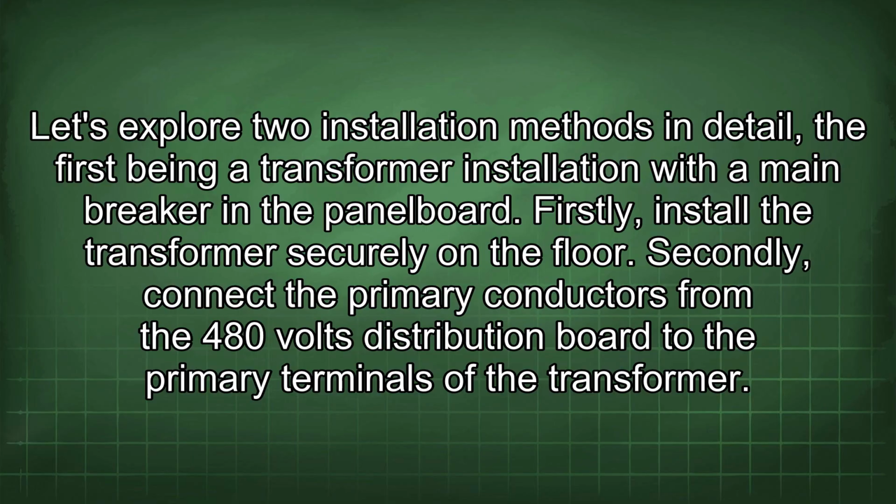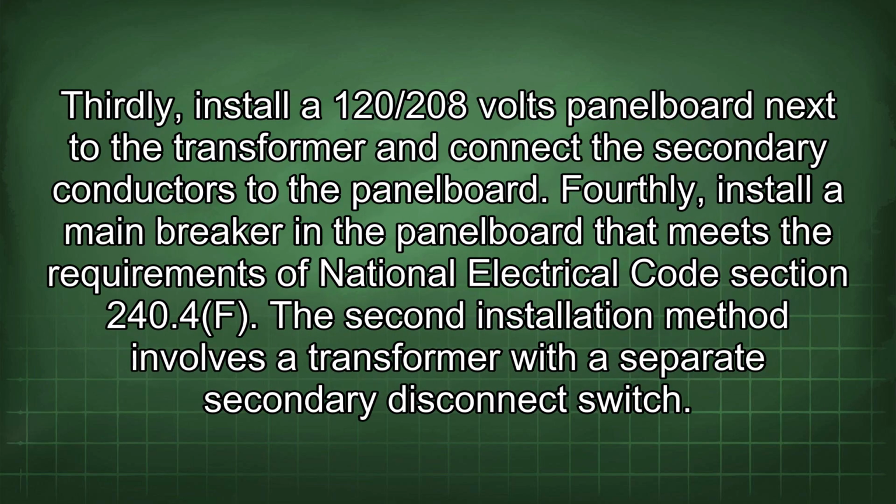Secondly, connect the primary conductors from the 480 volts distribution board to the primary terminals of the transformer. Thirdly, install a 120/208 volts panel board next to the transformer and connect the secondary conductors to the panel board. Fourthly, install a main breaker in the panel board that meets the requirements of National Electrical Code Section 240.4(F).